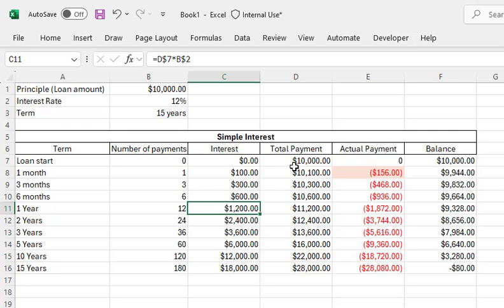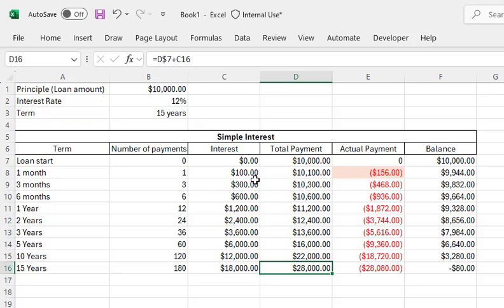Once you've figured out what the interest is, you want to figure out what the total payment is. The total payment would be your $10,000, and at 1 month it's $10,000 plus $100. If you want to pay it off in 1 month, you pay the principal, $10,000, plus your interest, $100, and you pay it off. Basically, we're taking the principal and adding the interest to it. See right there, equals D7 again, which is your $10,000, plus C11, which is the $1,200. That's exactly how we get to each of these all the way down.